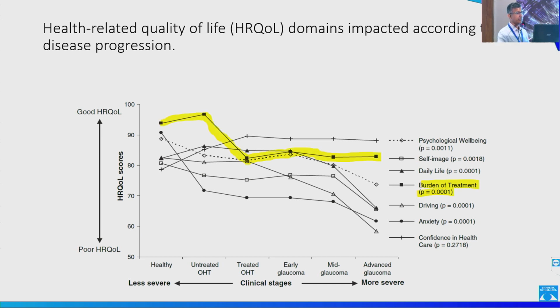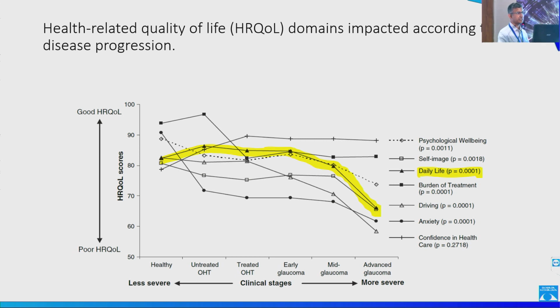When you look at quality of life, the burden of treatment itself can make you miserable. But once you start treatment, that component does not change very much over time. Anybody who's on treatment is a little bit more miserable than somebody who's not, but it doesn't get worse over time. Your confidence in the healthcare profession actually gets better over time. The more advanced they are, the more faith they have in us. Anxiety levels are high initially, and they get better because patients know that living with the disease is a little better.